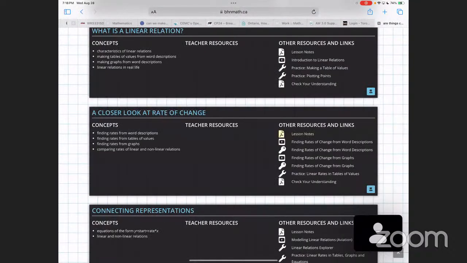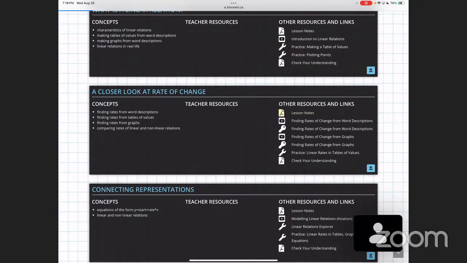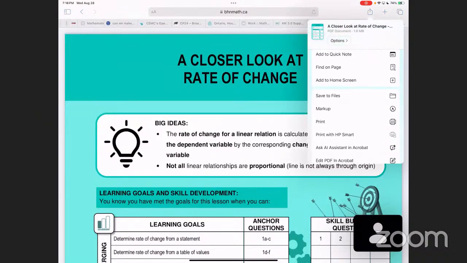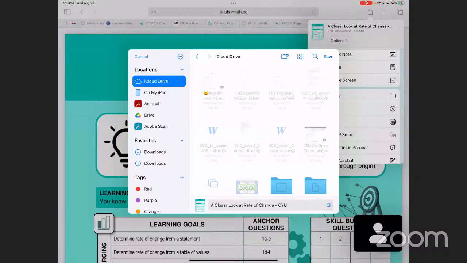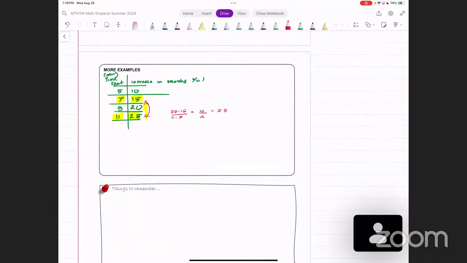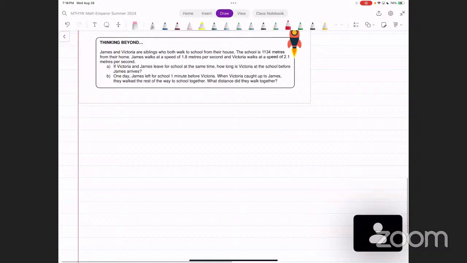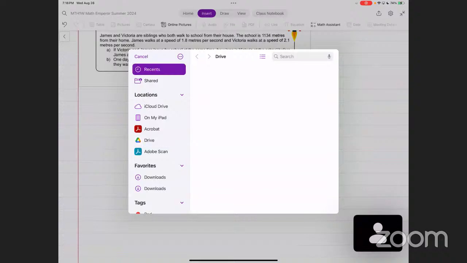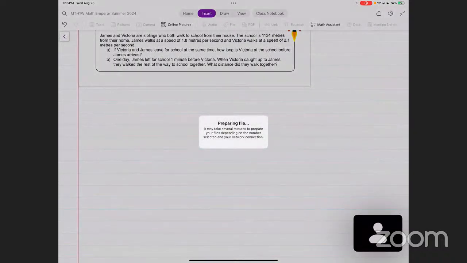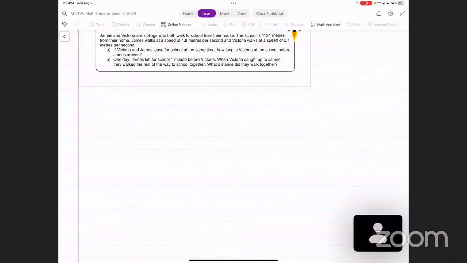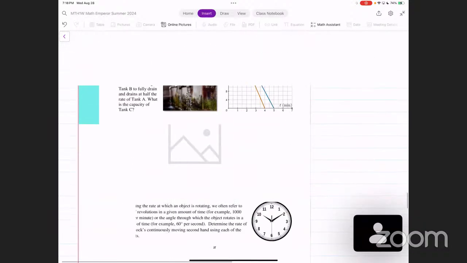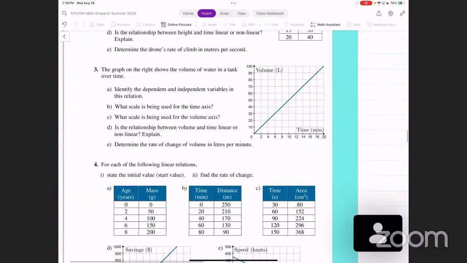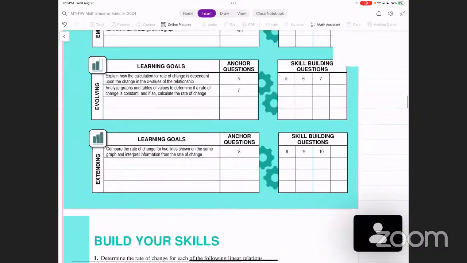All right, so I'm going to give you guys the handout on this, looking at the rate of change. I'm going to save it to iCloud Drive, then insert the PDF. Will the handout be posted on Google Classroom? I will do that, sir. So what I want you guys to do right now, we're talking about rate of change. So where does the calculation of rate of change go?